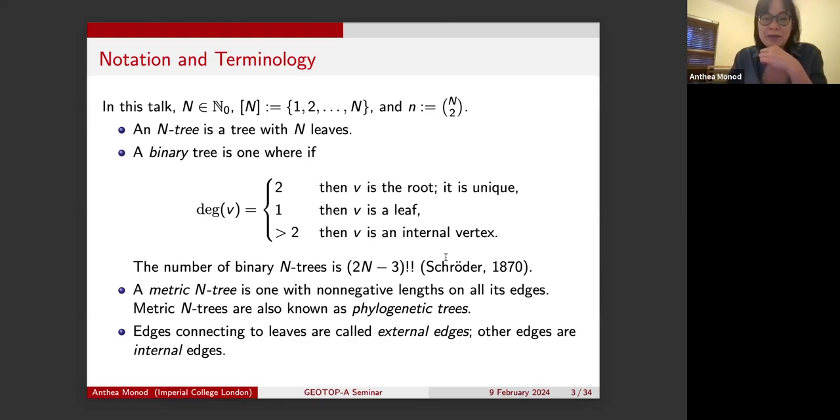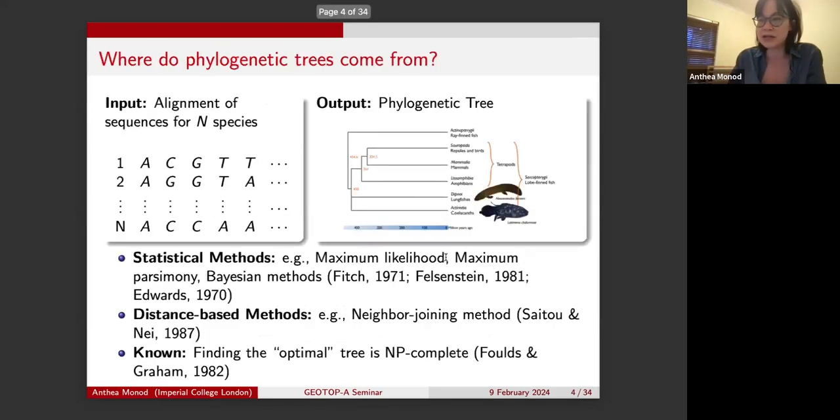A metric N-tree is one where there's a non-negative weight on all of the edge lengths. A metric N-tree is exactly what a phylogenetic tree is, and it's exactly the object of interest in this talk. Edges connecting to leaves are called external edges, and everything else is called an internal edge.